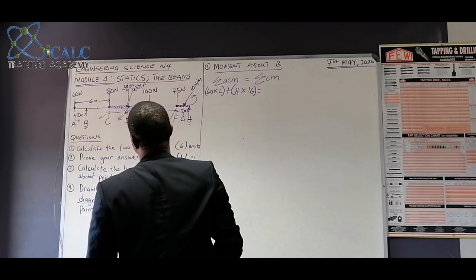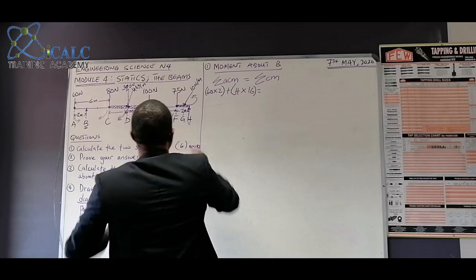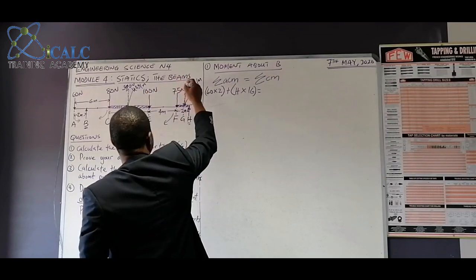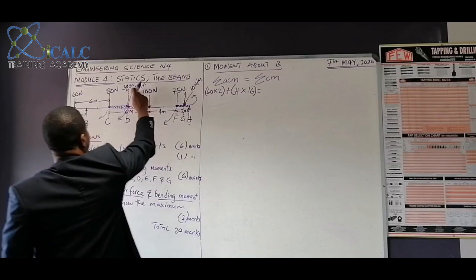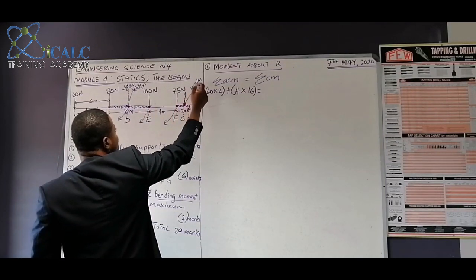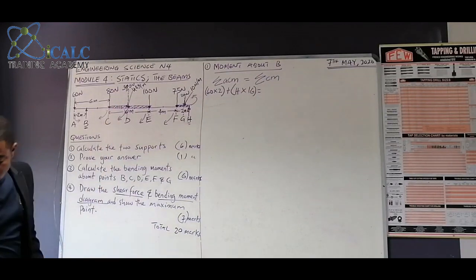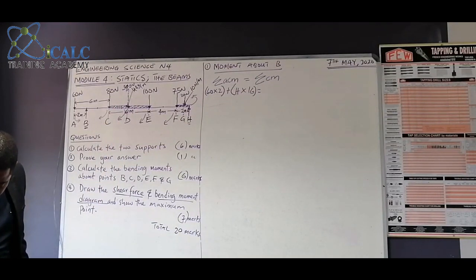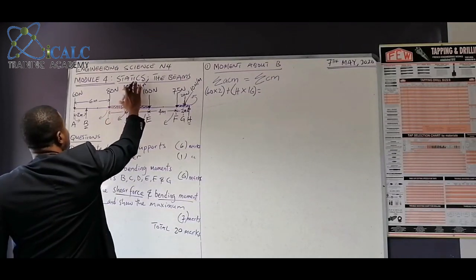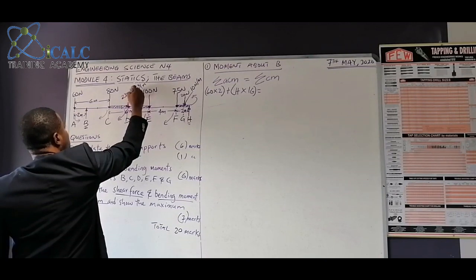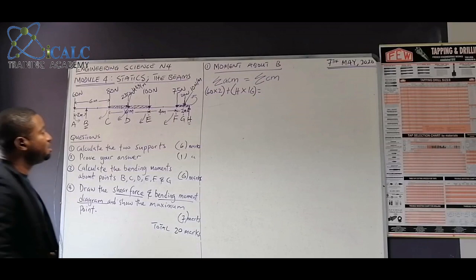And then for the clockwise moments, 1, 2, 3, 4. And of course, this one also. This is per meter, this is per meter. So we are going to say 10 multiplied by 2. This will become 20 Newton here. We said 39.2 multiplied by 6 will give us 235.2 Newton.